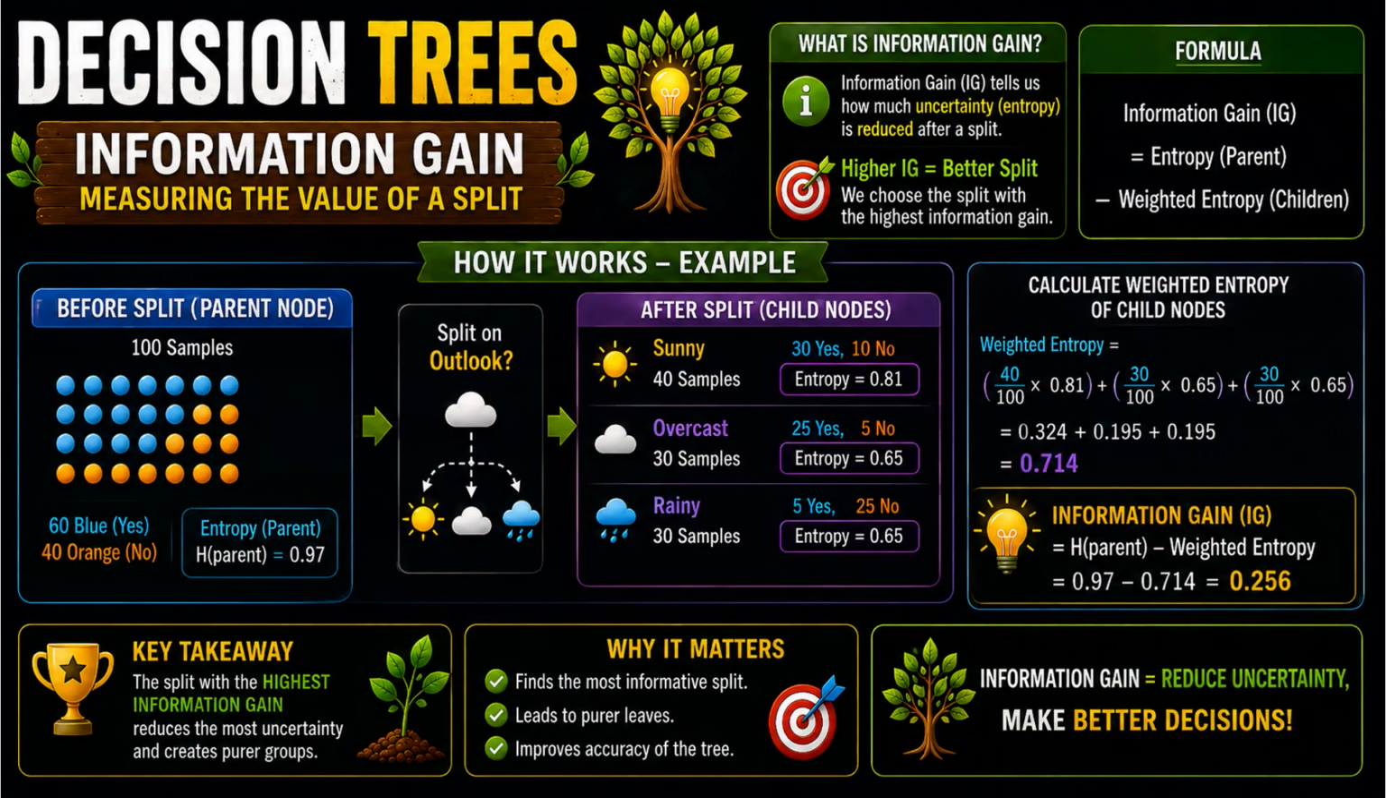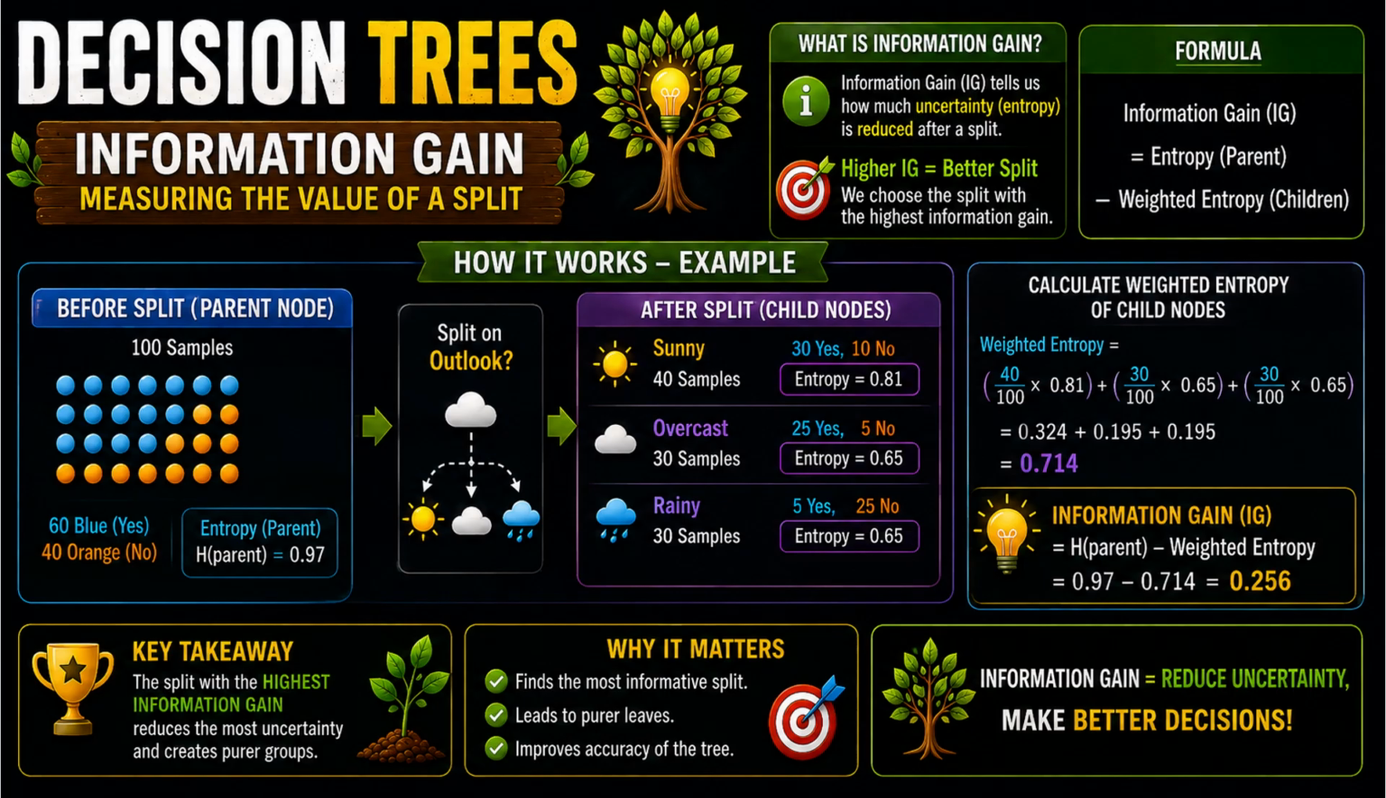Now, how do we do this? So information gain can be used to measure the value of a split. So what is information gain? Information gain, or IG as it is called, tells us how much uncertainty, or entropy, is reduced after a split. So higher IG means a better split. So information gain is equal to entropy of parent minus weighted entropy of the children. You do this by splitting differently and find out which gives the most information gain.